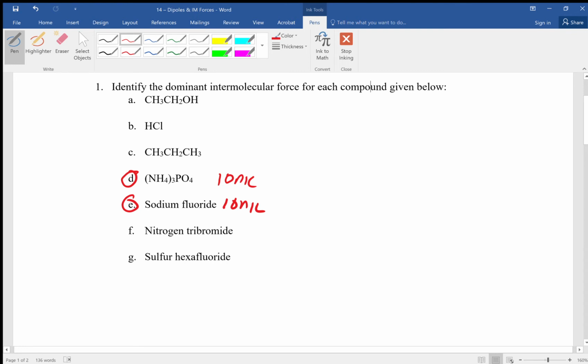The other one that's probably the easiest is the hydrocarbon, part C. We know hydrocarbons are completely nonpolar molecules which predominate with London forces. We also might find that F, because the electronegativities of these two elements are almost identical, we find London forces here as well.